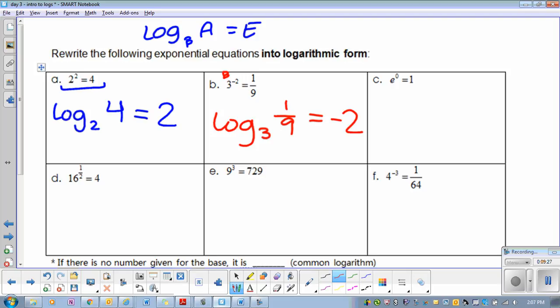All right, and then C. Wait a minute, I have a base of e. When I have a base of e, what kind of log does that give me? ln, right? So I'm going to write ln. We don't put e, all right? What is the answer number? 1 equals 0. So ln of 1 equals 0. All right, so try the next three.